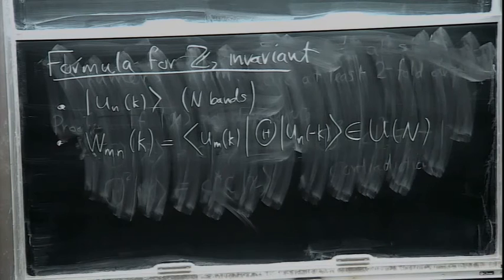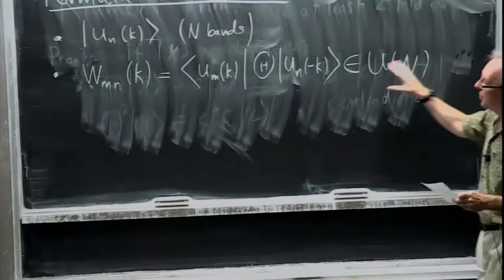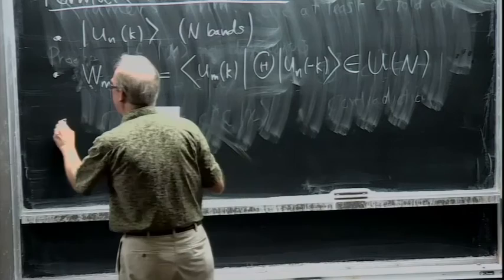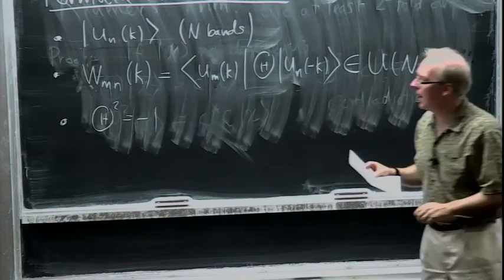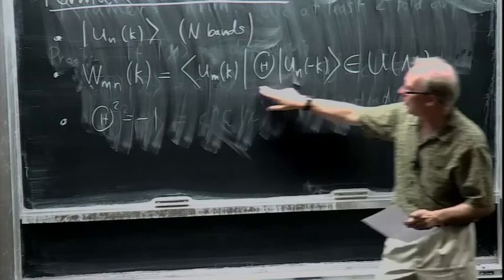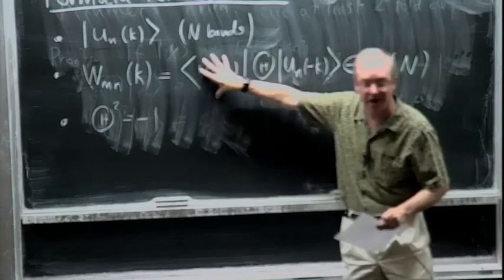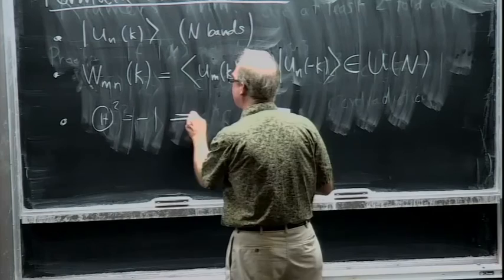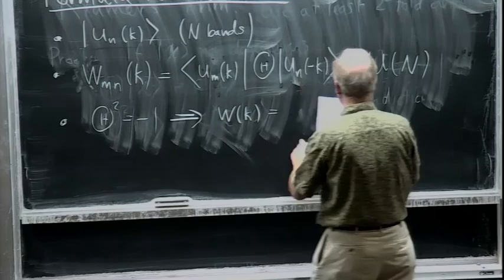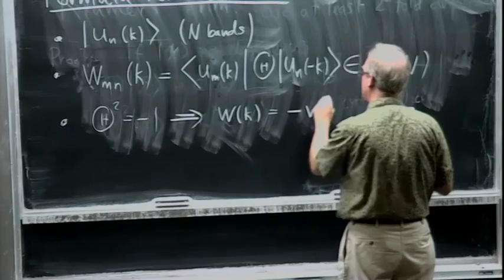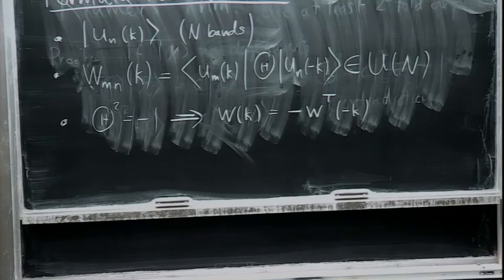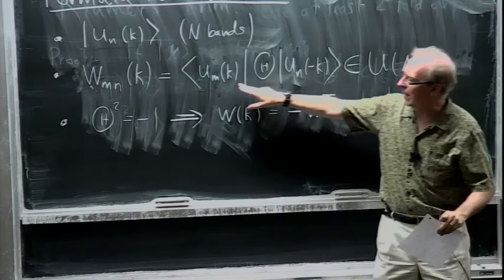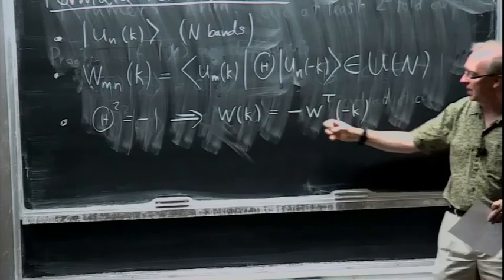But this unitary matrix has a special property. Since time reversal squares to minus one, if I have this overlap, I can make a new overlap, which is the overlap of theta squared on this with theta on this. And since theta squares to minus one, that implies that W at k is equal to minus the transpose of W at minus k. Using the property of matrix elements of anti-unitary operators, it's straightforward to see this, and this minus sign is this minus sign.